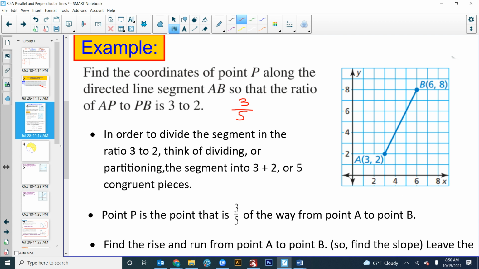So I'm going from, this is the key part, we're going so that the ratio of AP to PB is 3 to 2. We're going from A to B. There's about halfway. Maybe P's in here. Don't write that down yet because we don't know. I'm just showing you about where it's going to be. Everybody with me? All right. Now here's how we're going to do this.